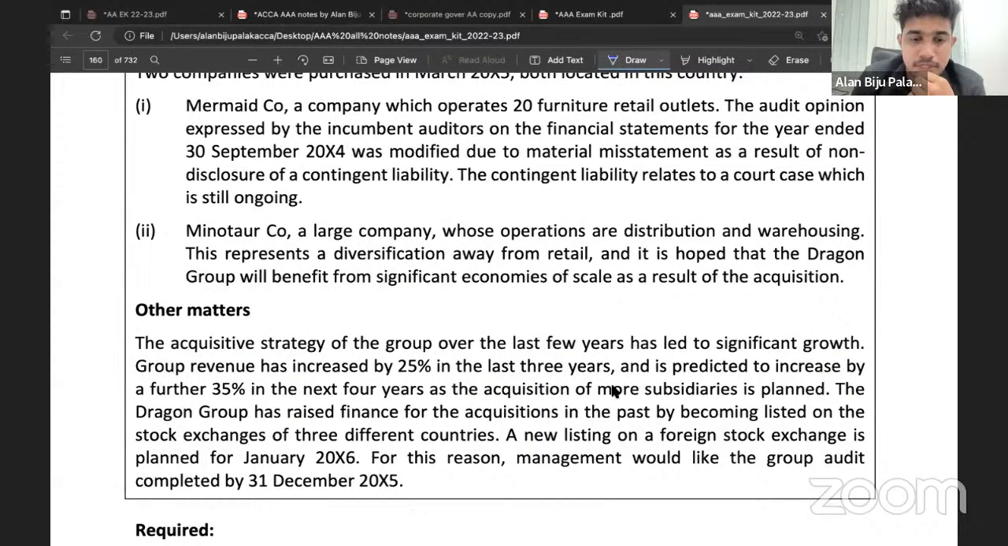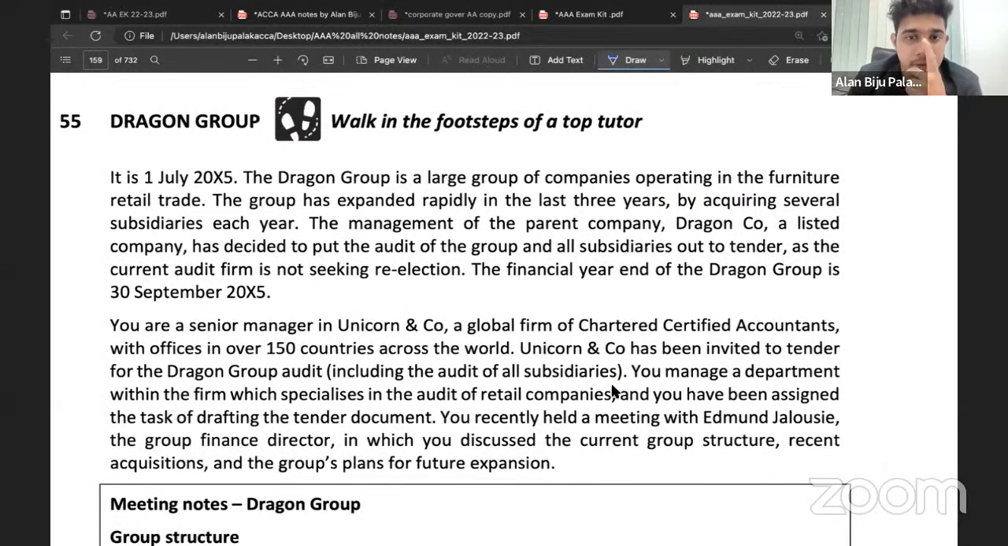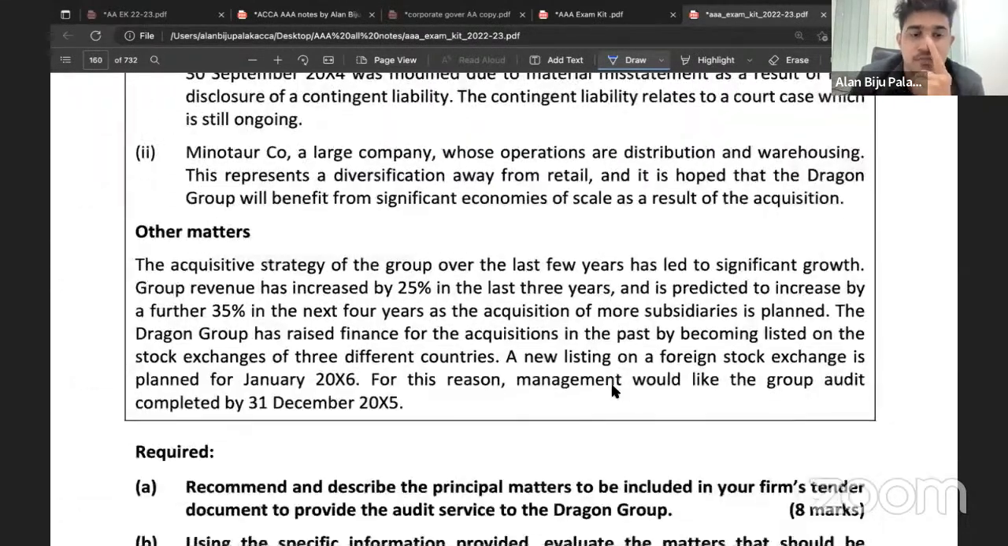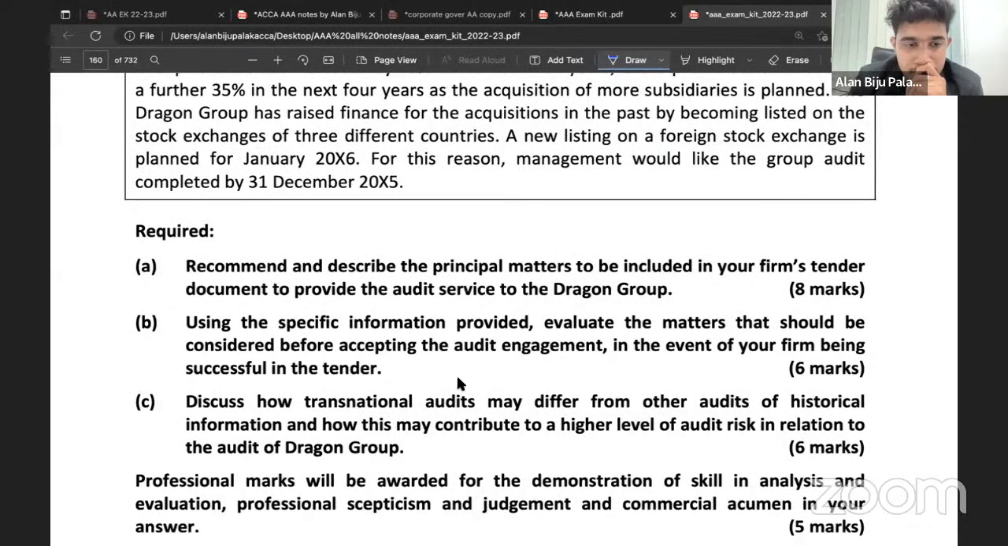See, this is a question called Dragon Group. In our latest revision kit, Kaplan revision kit, question number 55, Dragon, we have got a question: using the specific information provided, evaluate the matters which should be considered before accepting the audit engagement in the event of the firm being successful in the tender. So they have asked us to consider matters to be considered before accepting an audit engagement.